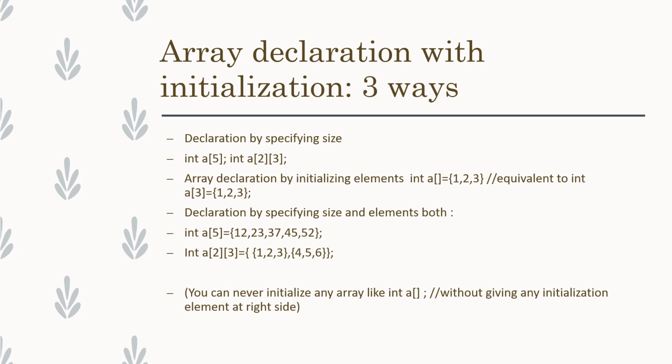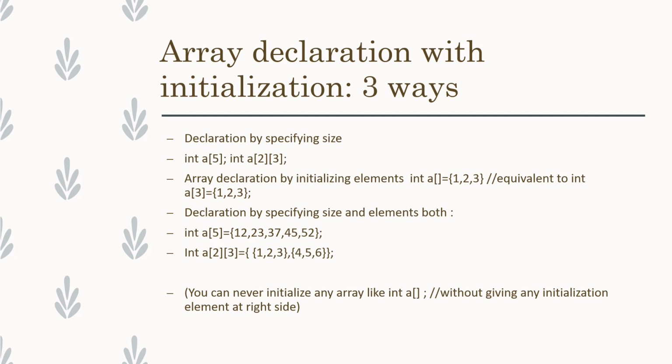Now there is one more concept. If I have written integer a of 5 but I have initialized only 4 elements, that is 12, 23, 37, 45, and I terminate the curly bracket, then my fifth element will be taken as 0. Suppose I write integer a of 5 with 12, 23 and end the curly bracket, not mentioning the last 3 elements. That means my array will take the last 3 elements as 0.